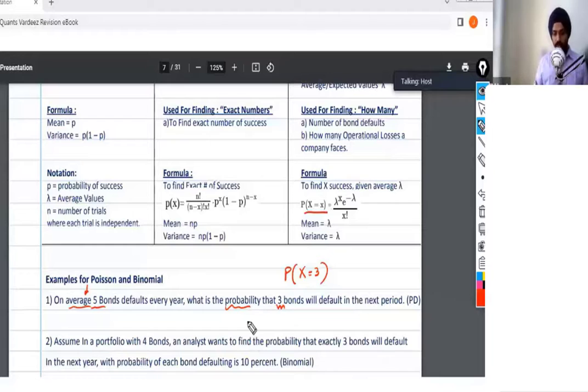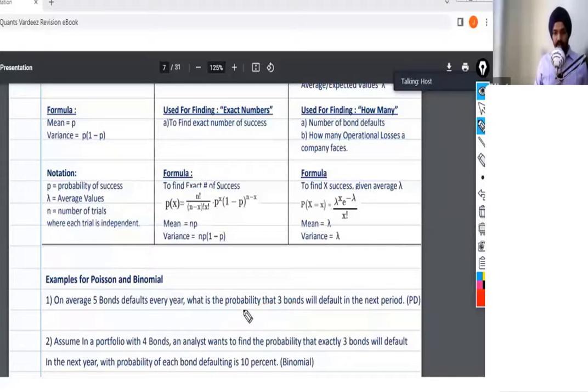And these are the questions that you would see on the exam. So what do you need? You have your average. Yes, the lambda is 5. Just use this particular formula: lambda 5 to the power x, where x is 3, multiplied by e to the negative lambda, which is 5, divided by x factorial, which is 3 factorial. Once you solve this entire formula, you will have the answer, which is the probability that exactly 3 bonds will default in the next period.